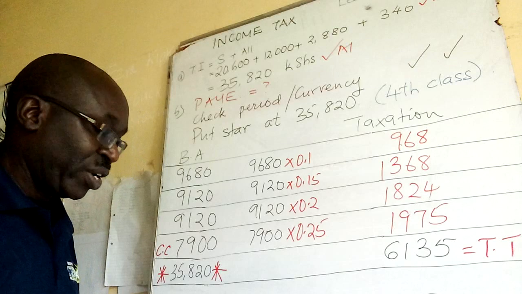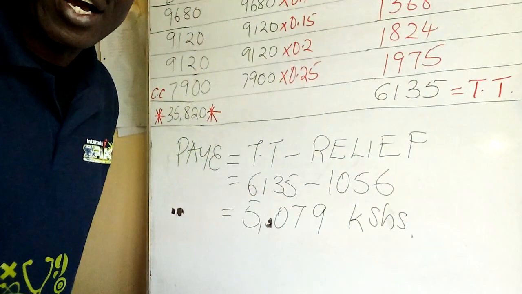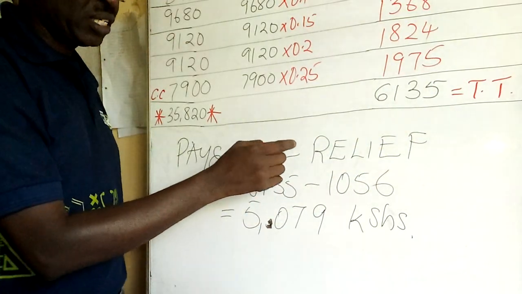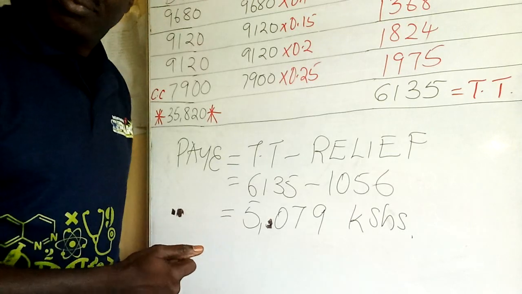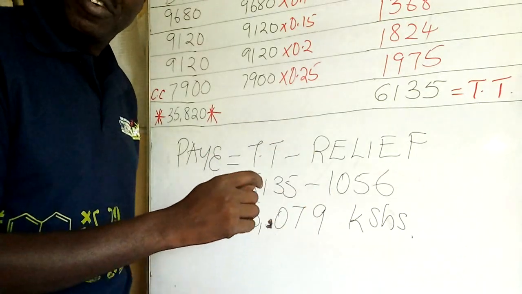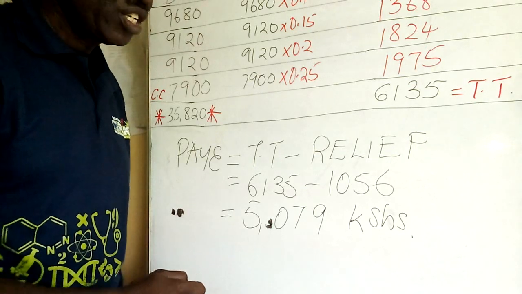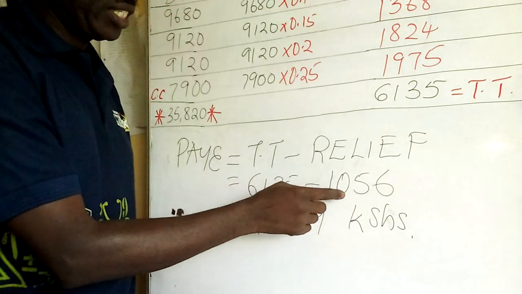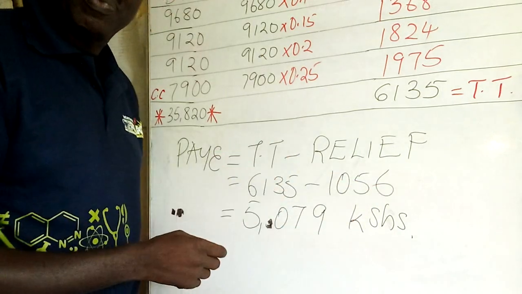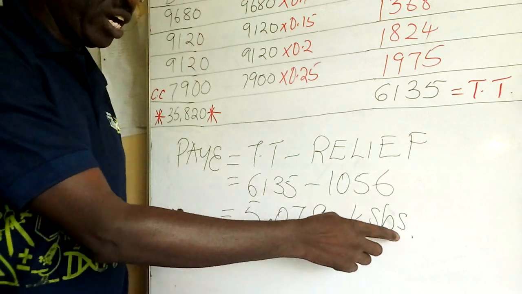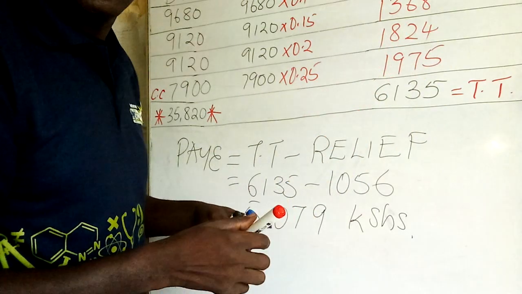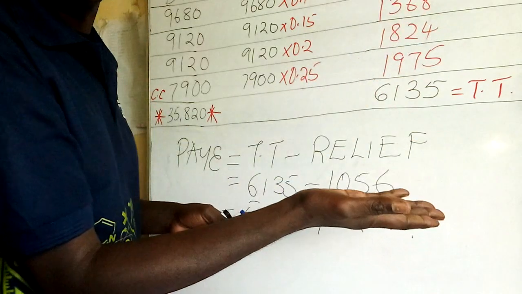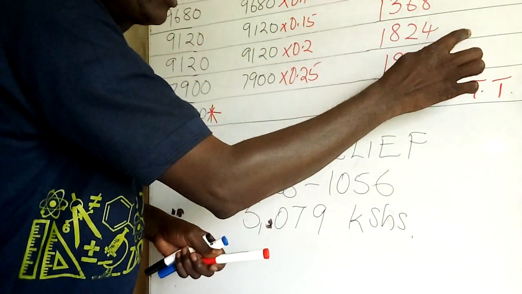Now I want us to focus down here a bit. Having gotten total tax, PAYE is total tax minus relief. What is the relief given? 1056 shillings. Total tax currency? Shillings. So 6135 minus 1056, you get 5,079 Kenya shillings. So taxation here, folks, you might be given 2 marks, or each line 1 mark.